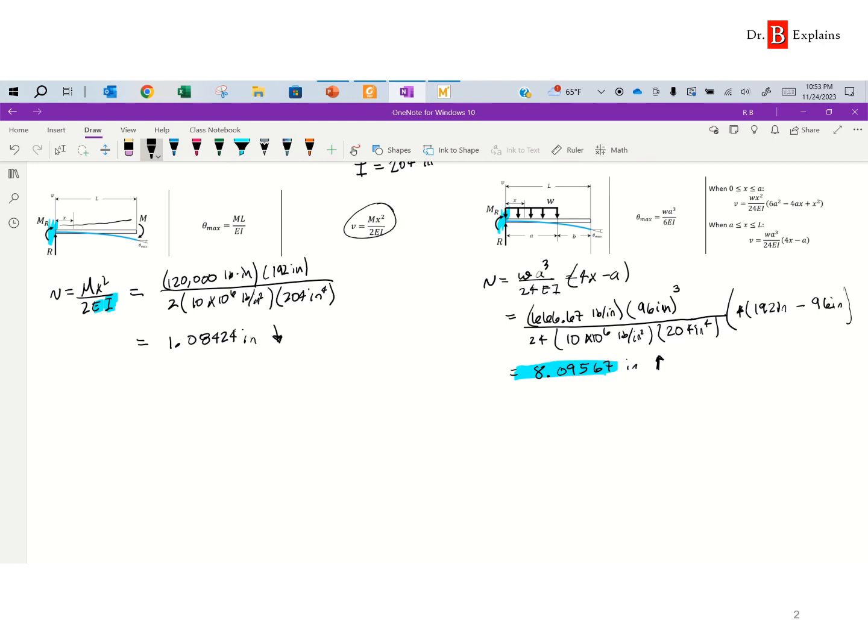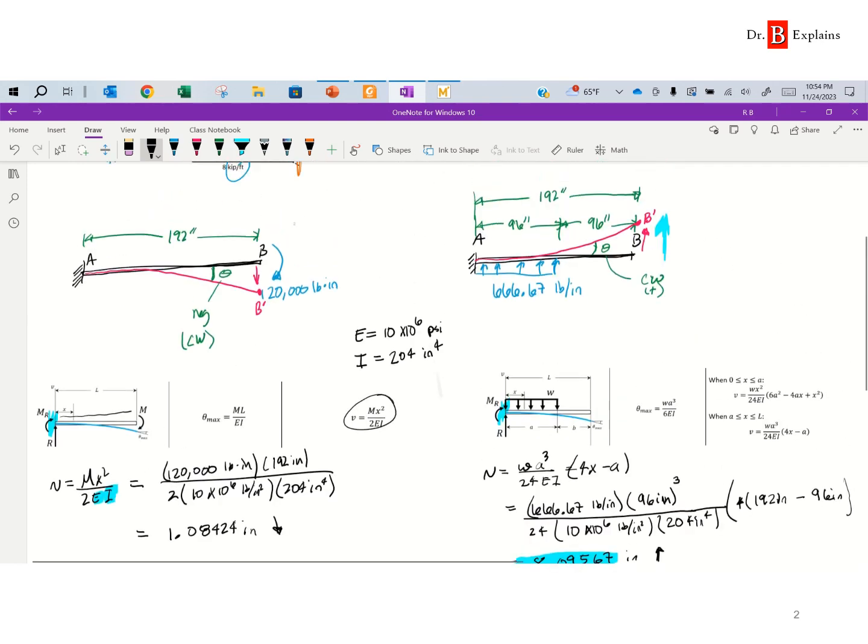So how much? Well, that's simple. We just take 8.09567 minus 1.08424 inches, and what we get is 7.011 inches. Since the 8 inches is bigger, and that was upward, we can say that the deflection of point B is 7.011 inches up. So that's one part of the question.